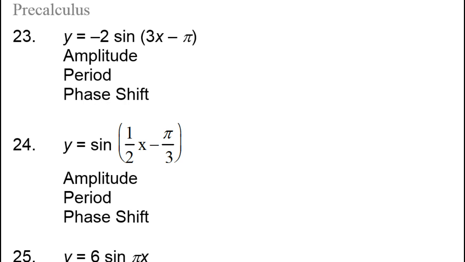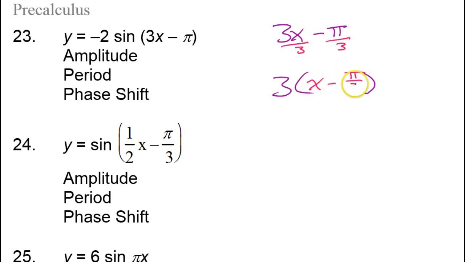So the first thing we have to do is rewrite this. When you see this 3x minus pi, pi is not the phase shift. You have to take the 3 out. You have to factor the 3 out. And if you factor the 3 out, what you really are doing is dividing by 3. So these 3's cancel, and that leaves you with x. But over here you have x minus pi over 3. And this is the form that we need.